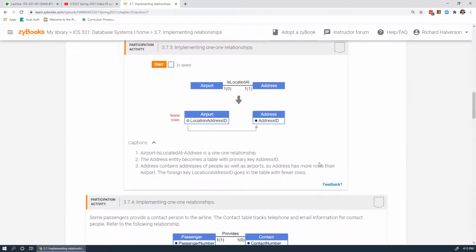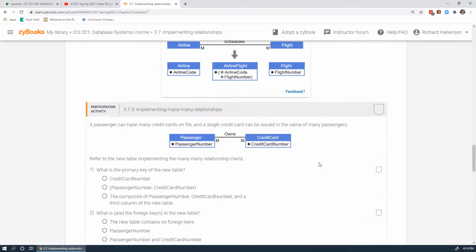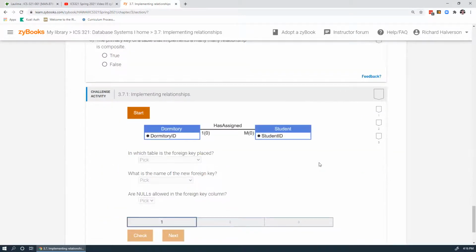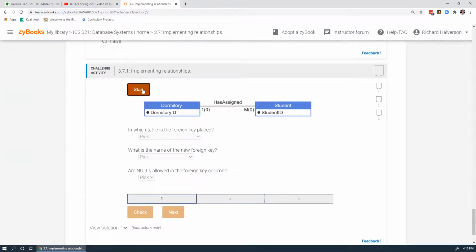I was going to do this challenge activity here. Start. In which table is the foreign key placed? Okay, this is a one-to-many. So the foreign key will be placed on the many side. So it'd be placed on the student side. A student is assigned a dormitory. So it would be on the student side.